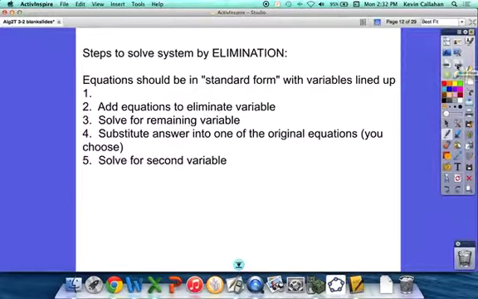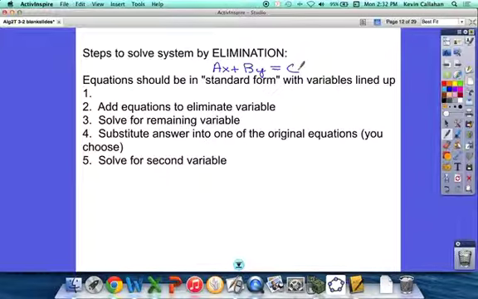Okay. Now, elimination. First you could see I got 5 steps here, but the first one is blank. I'll put that one in later. Before you do elimination, both the equations should be in standard form with the variables lined up. By standard form for straight lines, remember that is ax plus by equals c. There's an x term and a y term on the left and a constant term on the right. That's what we mean by standard form.